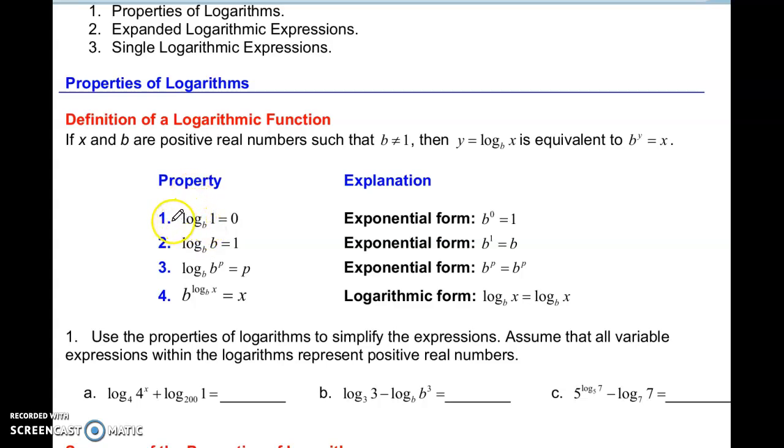So they are numbered 1, 2, 3, 4, and I will refer to them as property 1, property 2, property 3, property 4. Now, on the right-hand side here, you have the explanation. So this is the property. It says the log base b of 1 is equal to 0. And then it says the explanation is this.